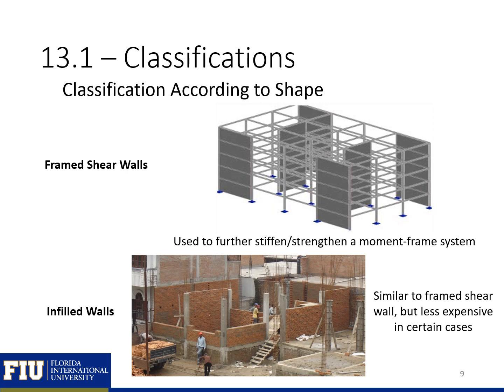On this slide, we can see some additional details for our framed shear walls and infilled walls. With the framed shear walls, we can use them to further stiffen or strengthen our moment frame. So you can see some framed shear walls in combination with our moment frame to further stiffen the system from lateral loads in both directions. So that direction and the other direction. You can see here they're symmetrically placed in this example, which we'll talk about later.